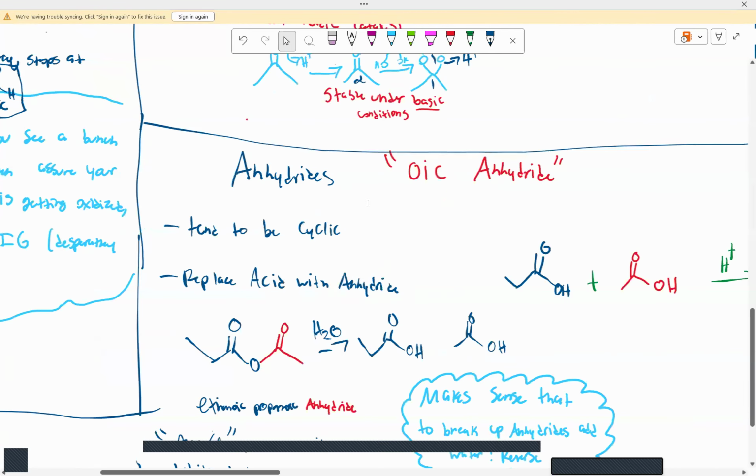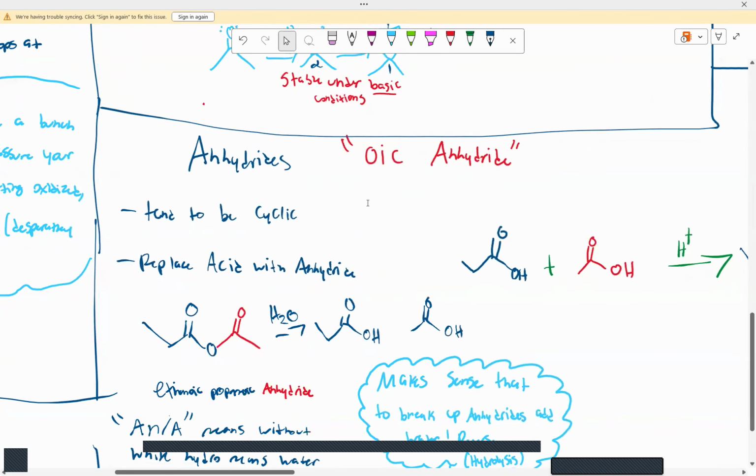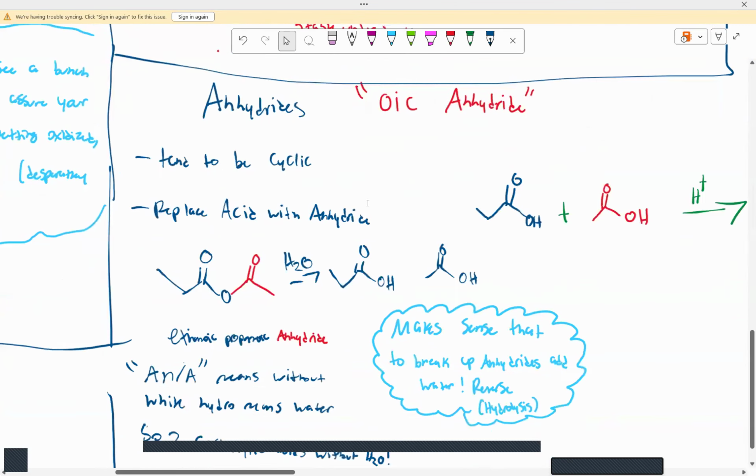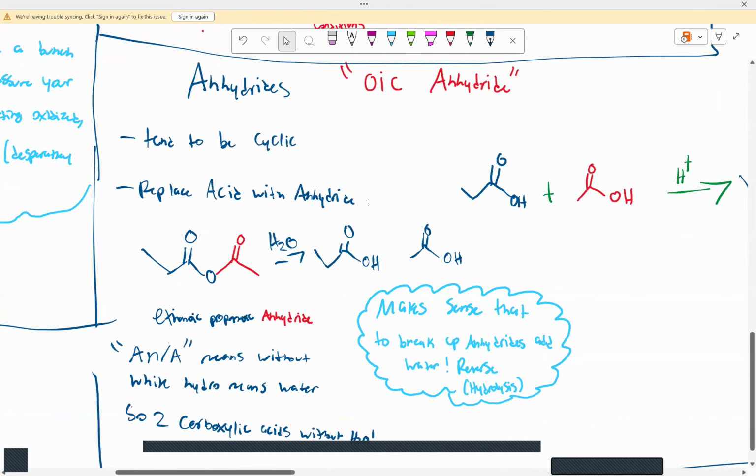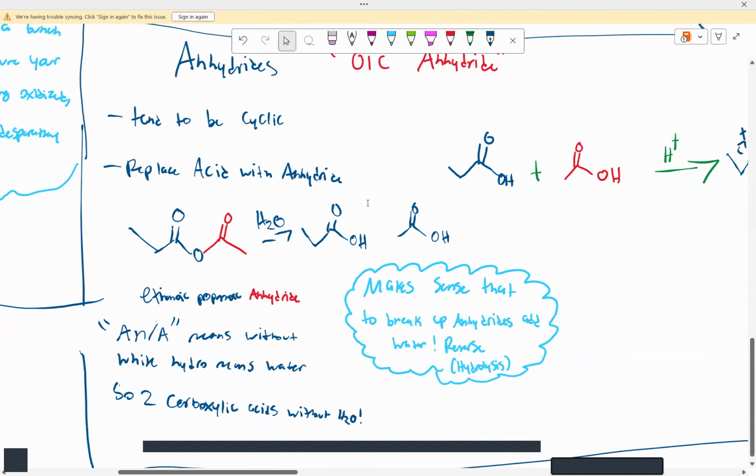And then let's go to anhydrides. So it's oic anhydride. That is what the suffix will be. They tend to be cyclic, so esters can also be cyclic too. And then you replace the acid in oic acid with anhydride. That's all it is. So you're literally smashing together two carboxylic acids, and that is how you get anhydrides. The an in anhydride means without, while hydro means water. So when you're smashing the two carboxylic acids together, you're going to get rid of the water molecule. Also sad for the water. But that's what the name means.